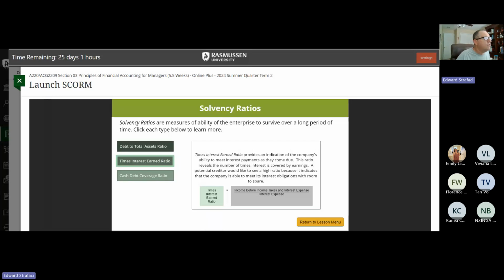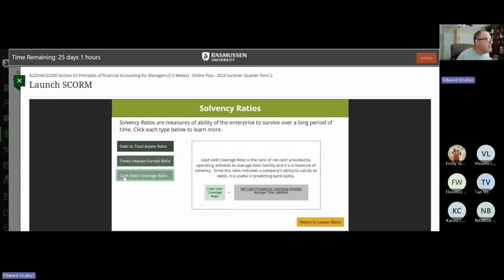So it's your net income and your interest expense. You add back your interest expense. So that can be tricky sometimes. So just remember you add back your interest expense. And finally, your net cash from your operating activities over your liabilities, which really is just another function of how much cash do I have on hand to pay my bills.